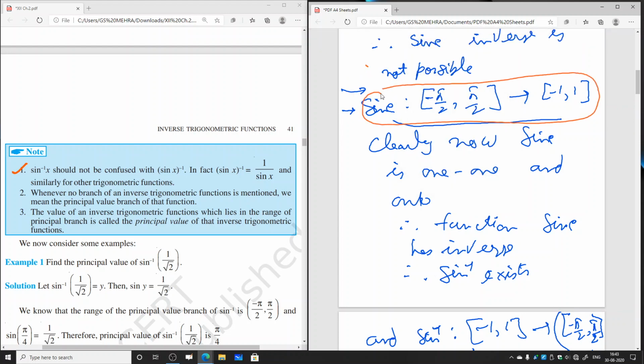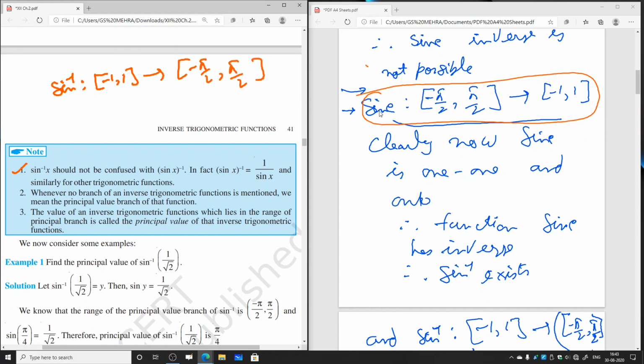If we take the inverse of this, that function is known as the sine inverse function. So sine inverse is actually the inverse of this. That is our domain, and this is the range. If we interchange them, sine inverse will be the function from the closed interval -1 to 1 to the closed interval -pi/2 to pi/2.